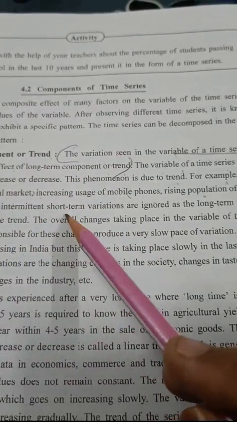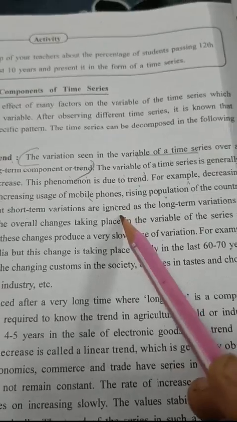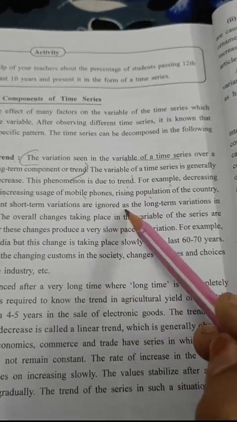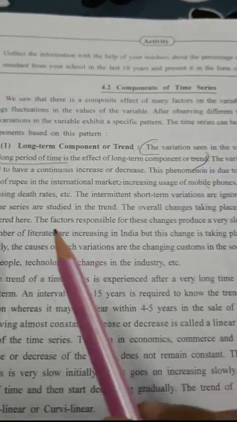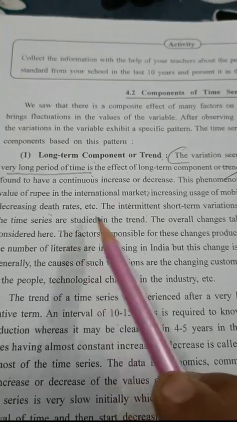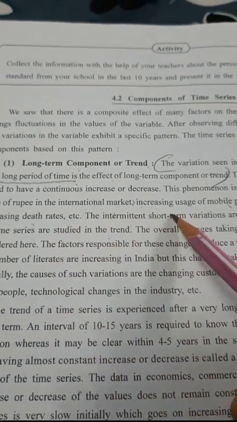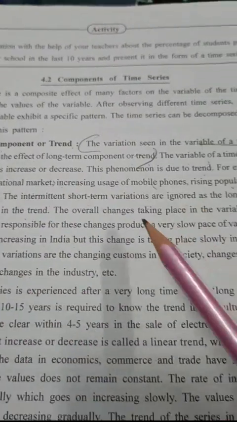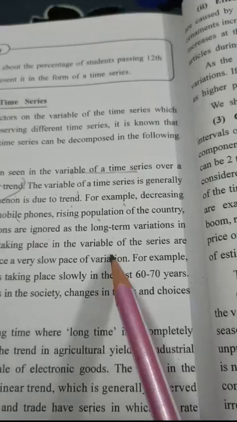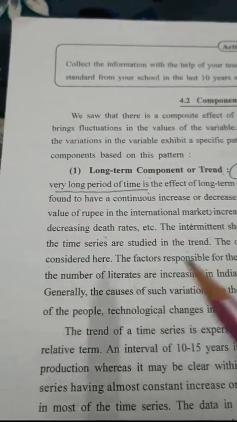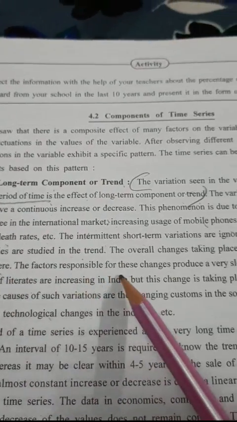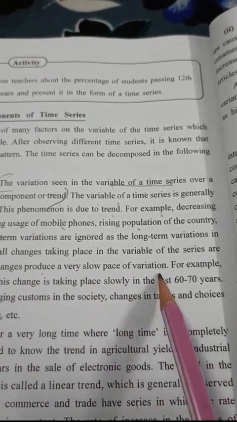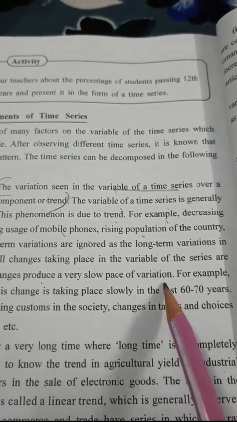The intermittent short term variations are ignored. The changes which come for a very short period of time are ignored, as the long term variations in the time series are studied in the trend. Why? Because they are studying the long term variation, and short term variation we are ignoring. The overall changes taking place in the variable of the time series are considered here. The factors responsible for these changes produce a very slow pace of variation. The changes come at a very slow pace in the long term.